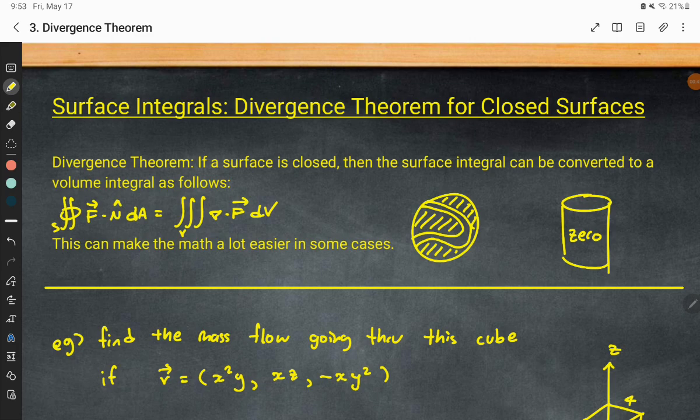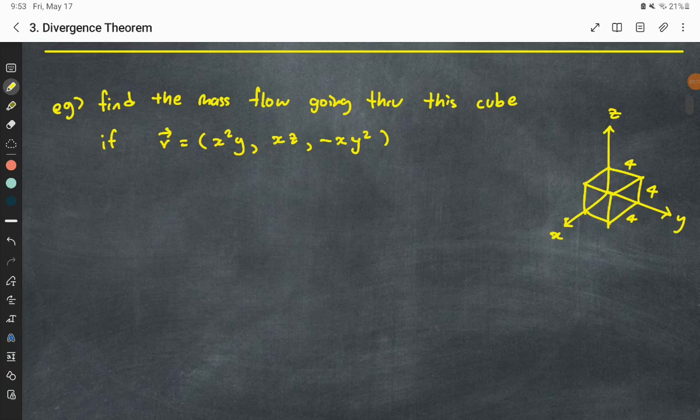So what's a closed surface? A tennis ball, for example, would be a closed surface because it doesn't have any holes in it. But a Coke can, for example, wouldn't be a closed surface because it has a hole in the top. So you can use that analogy to differentiate between the two. All right, I'm just going to hop straight into an example.